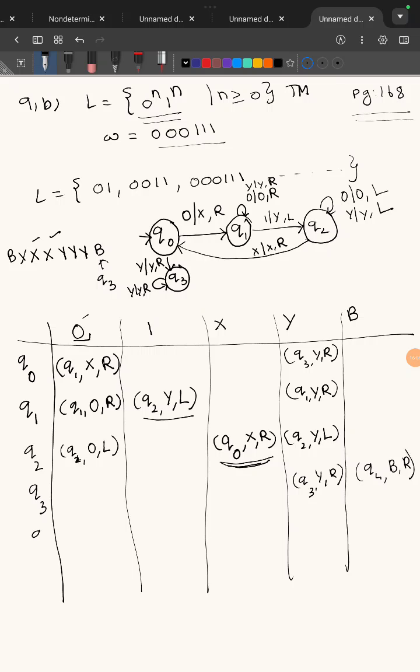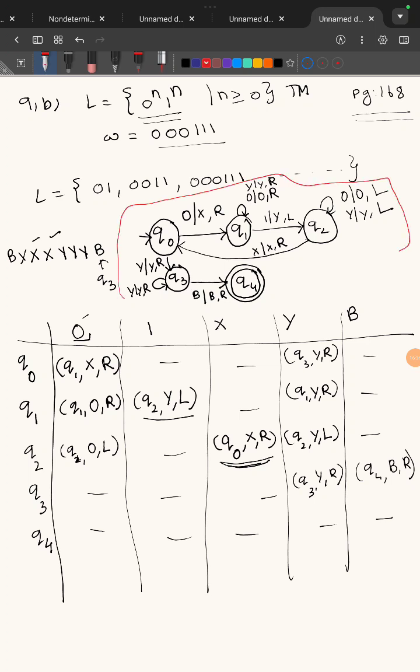Q4 is basically my final state. I will not have any transition for that. It will halt, meaning your Turing machine will stop. So from Q3, if it is B, it will be B only. I will move to the right-hand side direction. This will be my Q4, that is my accepting state. So this is what your Turing machine transition diagram looks like, and this is your transition table.